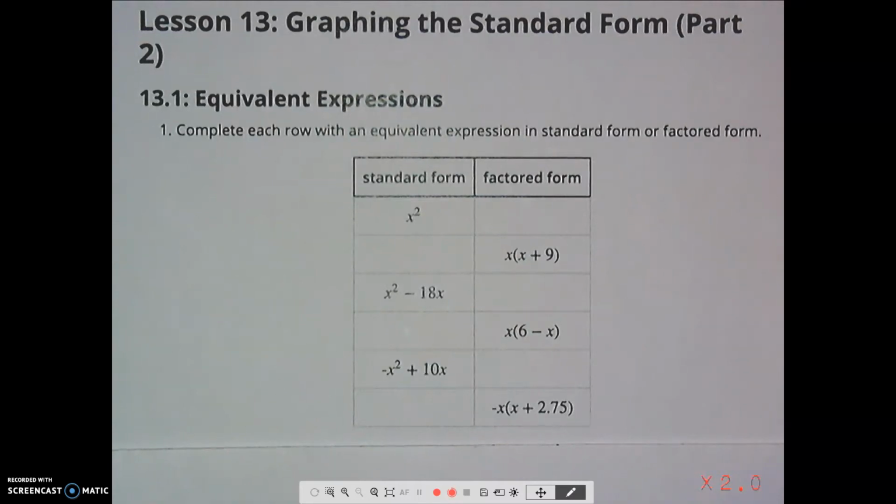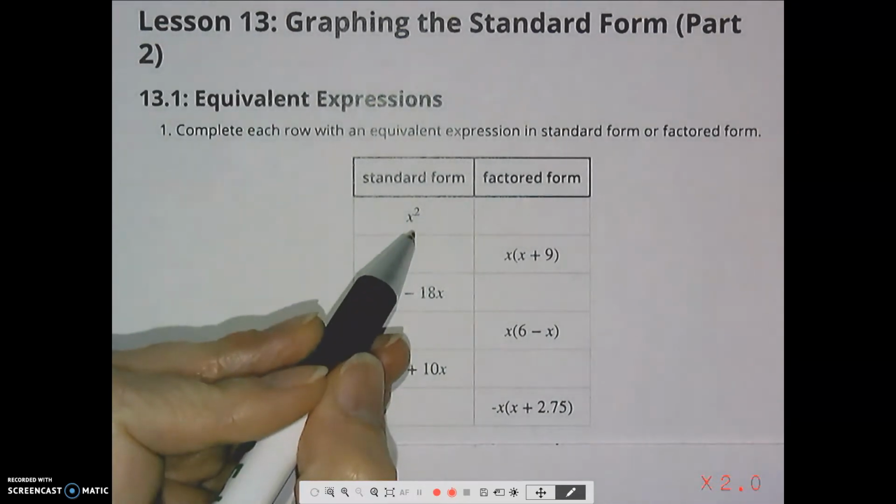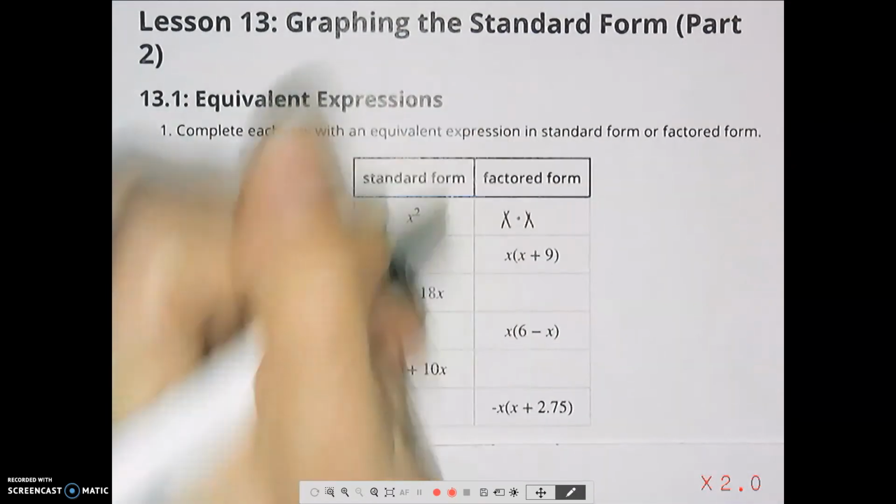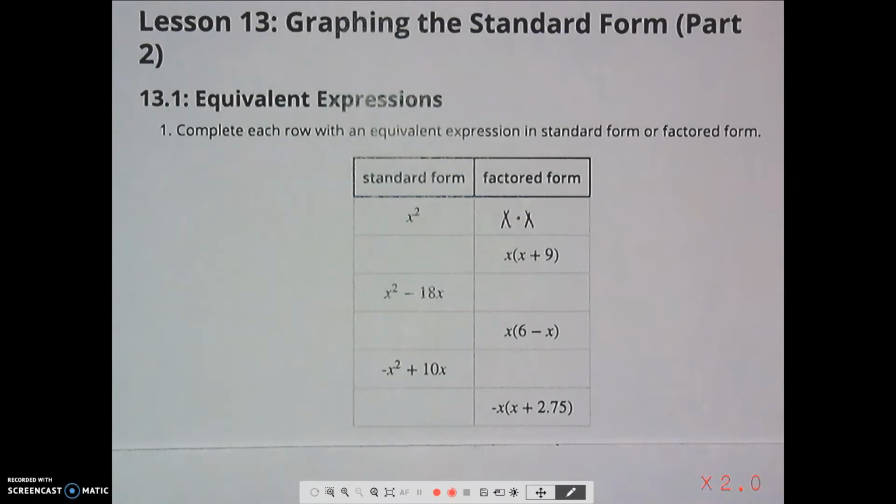Today we're going to be learning about graphing the standard form for the second day. So the first thing we're going to do is look at equivalent expressions. That means that we're going to complete each row with an equivalent expression in standard form or factored form. So if we have x squared, what does that actually mean? That means that we are taking x and multiplying it by itself. So that would be the factored form.